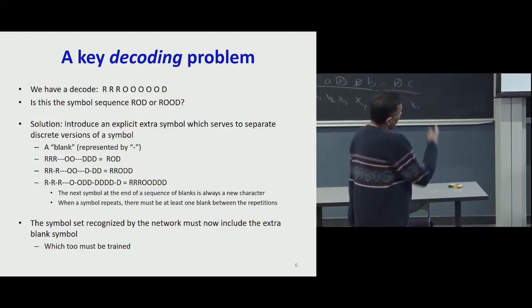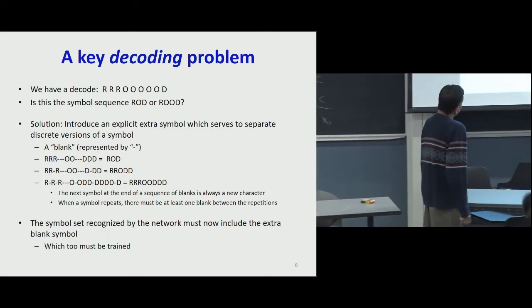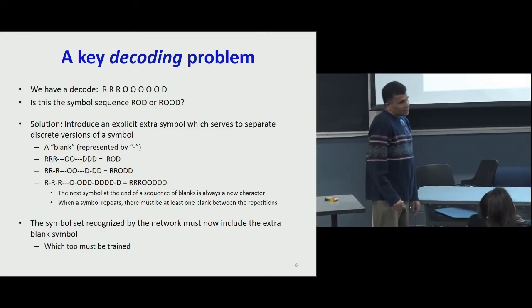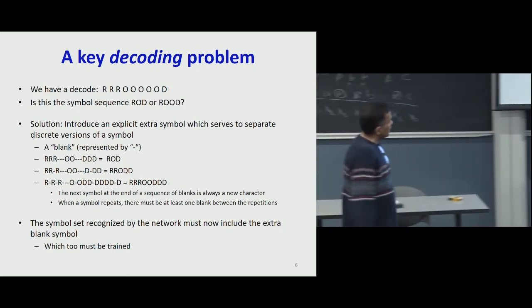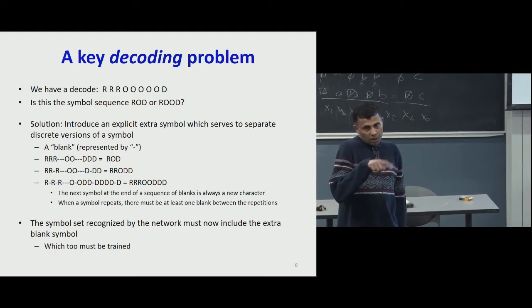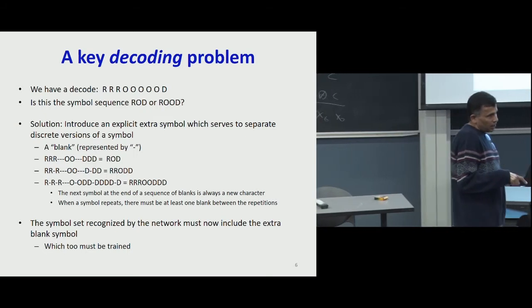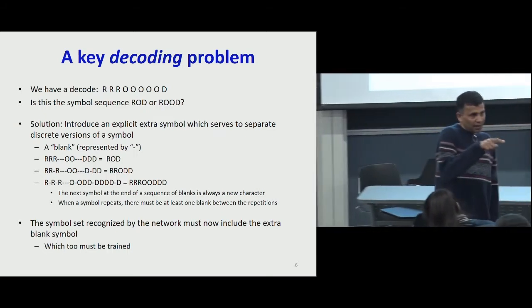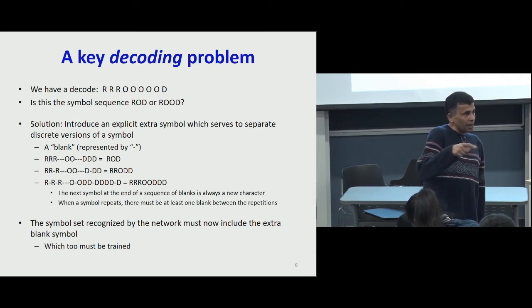So here, consider this blank sequence, RRR blank blank, OO blank blank DDD, right? I begin collapsing everything. When I collapse everything, the first three R's are going to become an R. The next two O's are going to become an O. And the last three D's are going to become a D. So the whole thing collapses to R blank, O blank, D. I get rid of the blanks, and now it's going to be ROD.